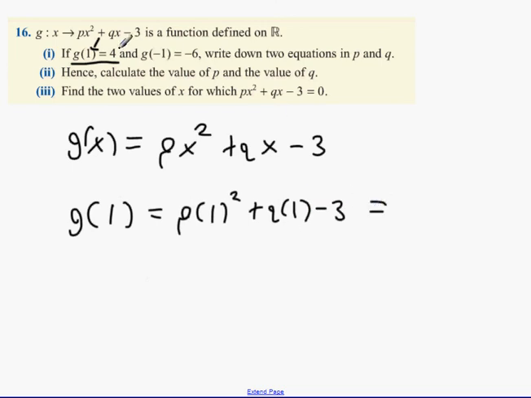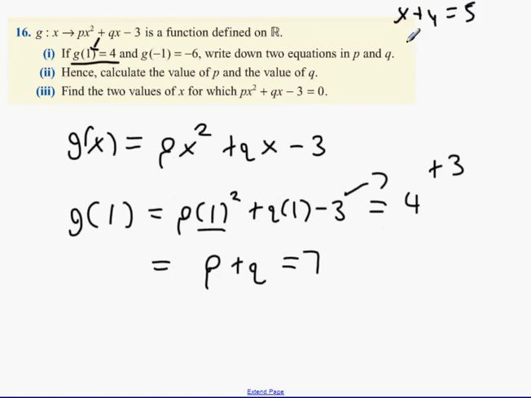And what does it equal? It equals 4. Now, just try it out again. Use your calculator. 1 squared is 1. P times 1, p. Q times 1, q. Bring the 3 over to your side. 4 plus 3? 7. Two letters, one equation. What does that usually mean? Simultaneous equations. Remember we used to have these ones.